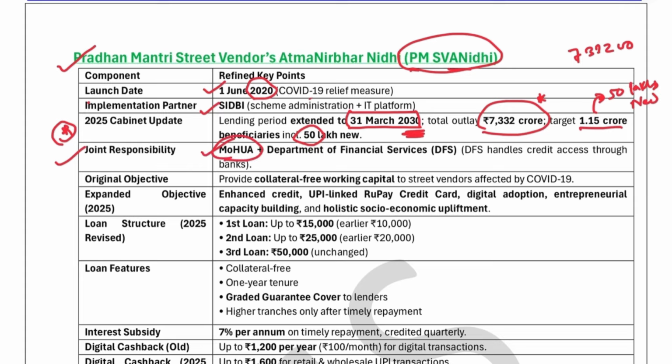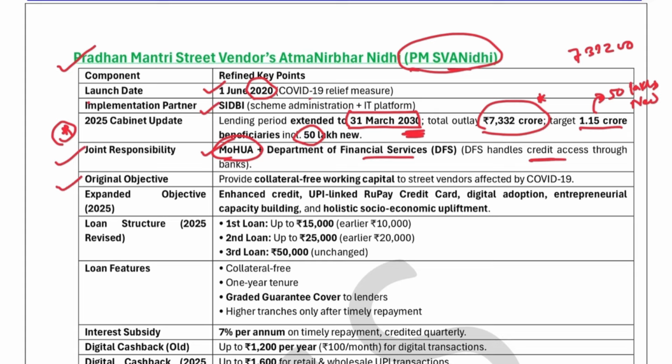So at this time joint responsibility will be with Ministry of Housing and Urban Affairs and Department of Financial Services, okay. So Department of Financial Services is going to do what? It is going to handle the credit access through the banks, okay. And this is it.